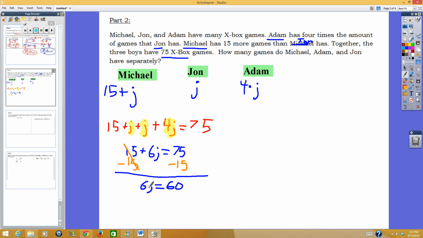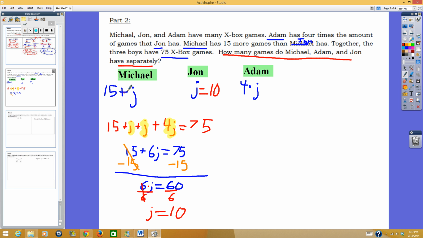There's multiplication here, so to get rid of that 6 you would divide by only the 6, and this will give you J equals 10. Now let me reread the problem to make sure I'm done. How many games do Michael, Adam, and John have separately? Okay, I'm not done. I have found out how many games John has, right?